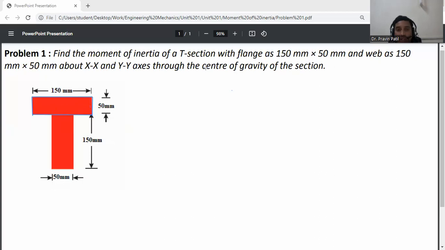Okay, and the second one is the web size. So this one is the web size. The bottom rectangle part is the web. Okay. This is the web size.